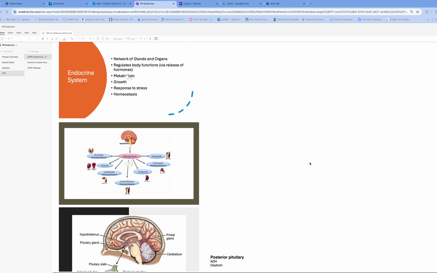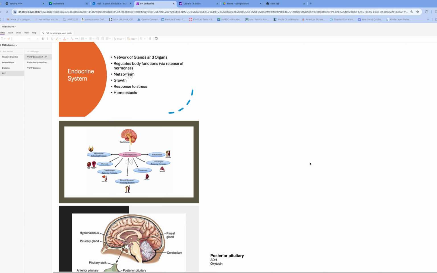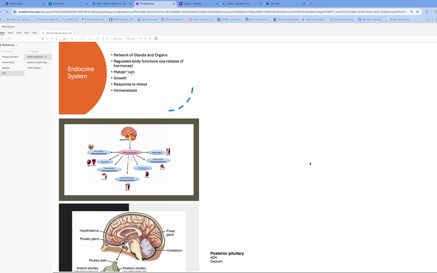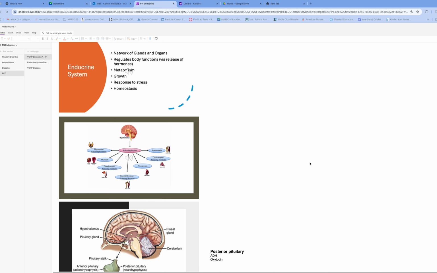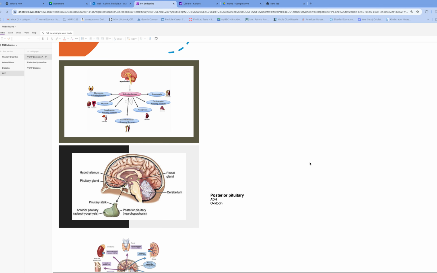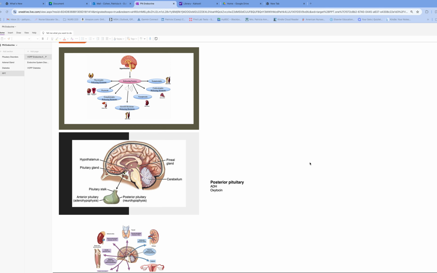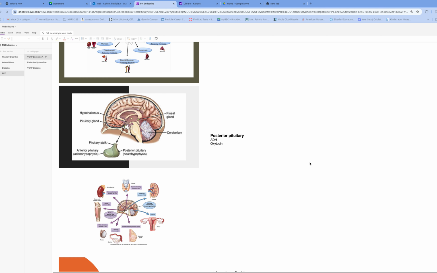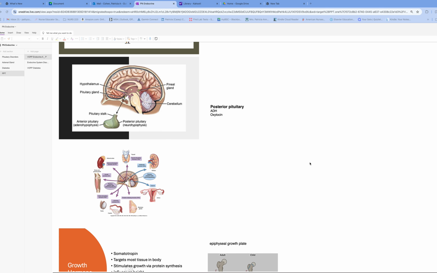It's a network of glands and organs, and it works on a negative feedback system. So anytime somebody has an endocrine disorder, that means that the feedback system is not working, which is fine. We're not going to get into much detail with that. For the posterior pituitary, remember that ADH is secreted from the posterior pituitary. So if somebody has their pituitary removed, they're going to need lifetime hormone replacement with ADH.